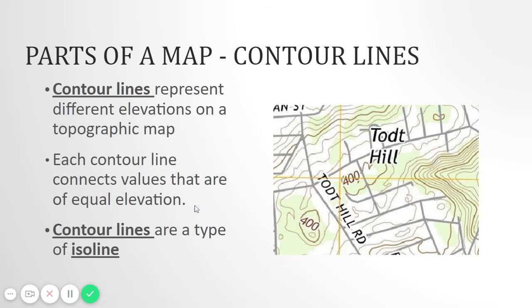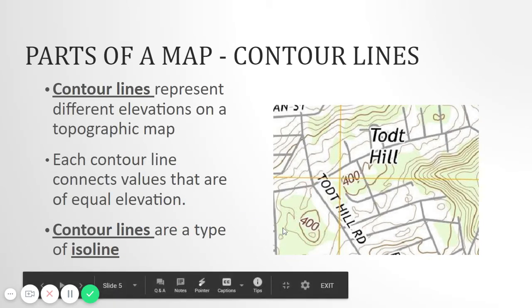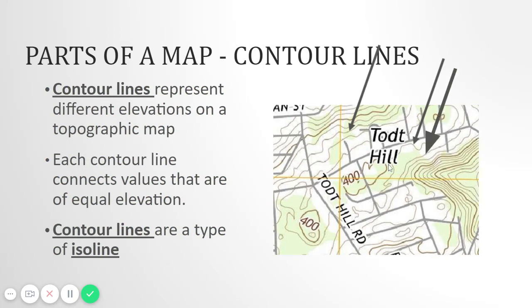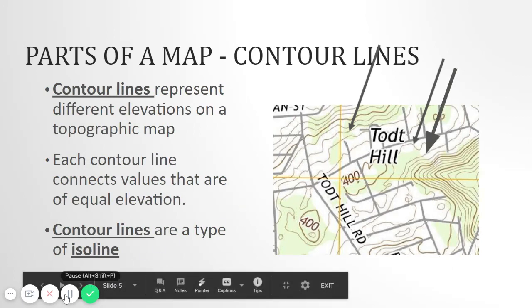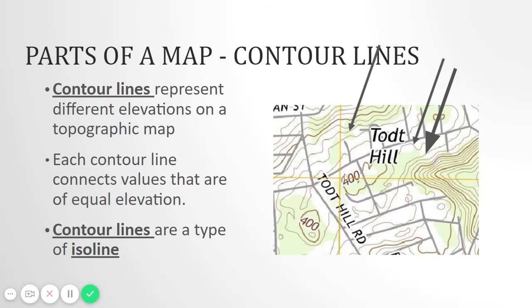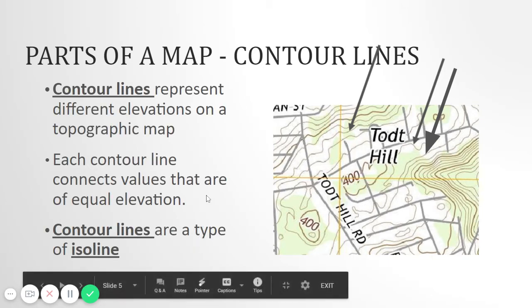Equal elevation just means that if you're on a contour line, okay, like this one, all of these are contour lines, all of these brown lines, and you are at a specific elevation. So anywhere on this particular line is going to have the same elevation. Anywhere on this line that's labeled 400 is going to have an elevation of 400, and so on and so forth.